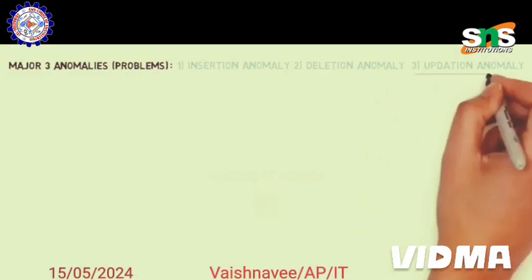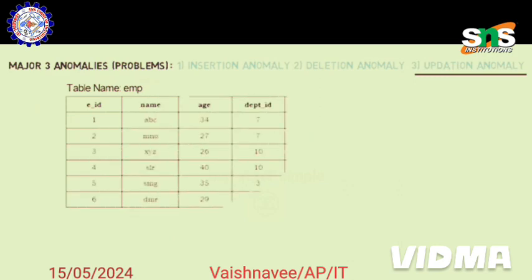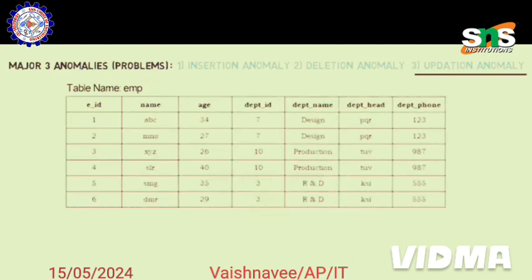And now let us see the updation anomaly. Let us consider the same employee table, which contains information of employee and department. This time we have data of 6 employees: 2 employees of the design department, 2 of the production department, and 2 of the R&D department. Now consider the situation where the department head of the R&D department is changed. Let us say MST is the new department head. We need to make this update in every row of employees who work in the R&D department. In this example, we need to update 2 rows, and as the table is very small, we can easily identify which rows need updating.